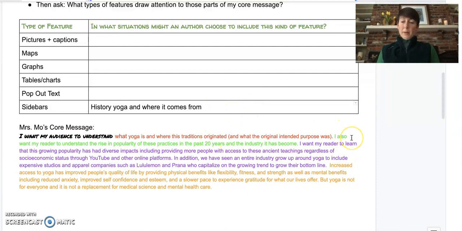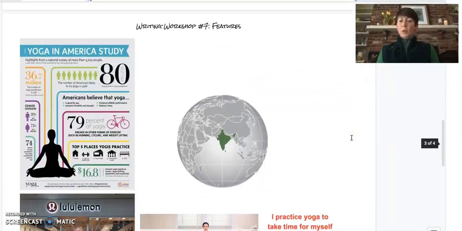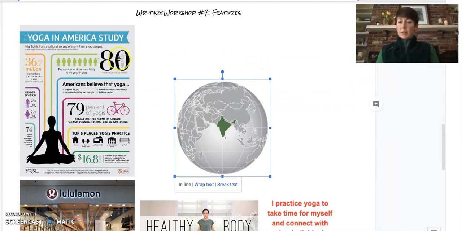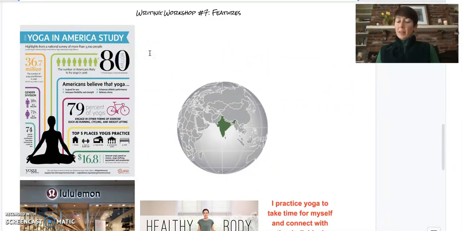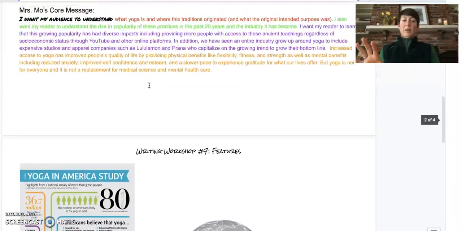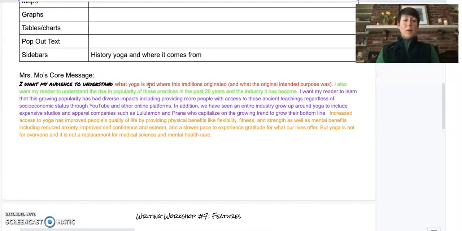Another part of my core message is this idea that I want the reader to understand the rise in popularity and the spike that we're seeing. And I found this really cool graphic right here. It says Yoga in America Study, this one. When you zoom in on that, and I can make it bigger in my article, it has all of these statistics arranged in a graphic format that show the increase we've been seeing in yoga and the percentage of people who practice it and where they practice it and how much money they're spending on it every year. So I thought that would be a really nice feature to go with this idea that there's been a real spike and increase in yoga.